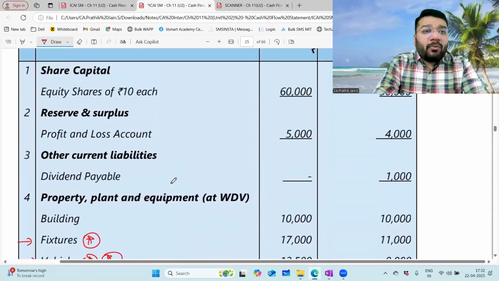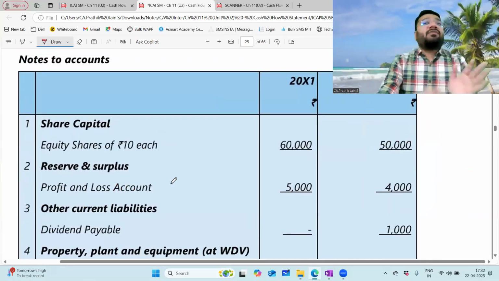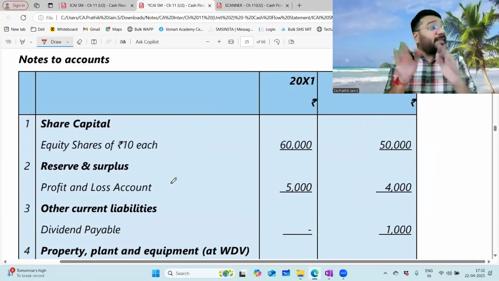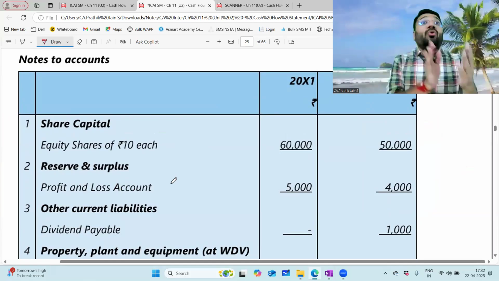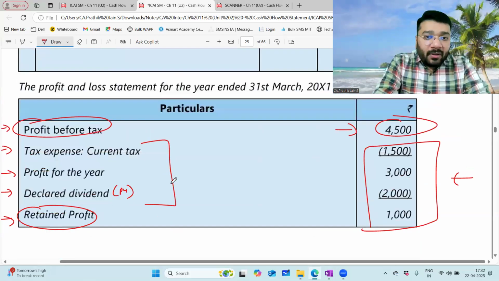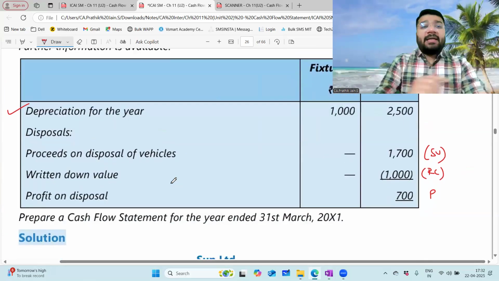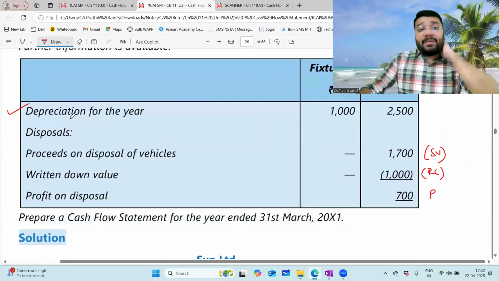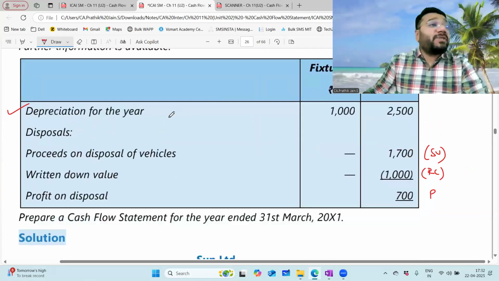Wonderful. So now I'm going to notes to accounts. So what did I do first? First, I went through the additional information to understand what is given there. Then I'm coming to notes to accounts to see what further information I can get from there. Now, please tell me, people, depreciation information is given. Depreciation for the year. This will affect where in your cash flow statement?